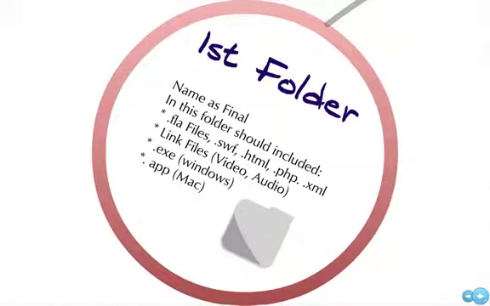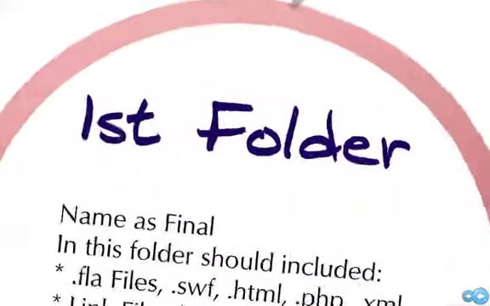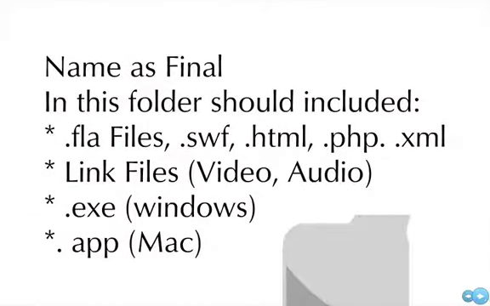Alright, so in your DVD, you have two types of folder. The first folder is named final. So I will know that in this final folder, your final file will be included. This folder should include the .fla file, the SWF file, HTML file, PHP or XML file. Maybe you are using Flash, then this file is more related. Otherwise, if you are using Dreamweaver, then HTML, PHP and XML will be related.